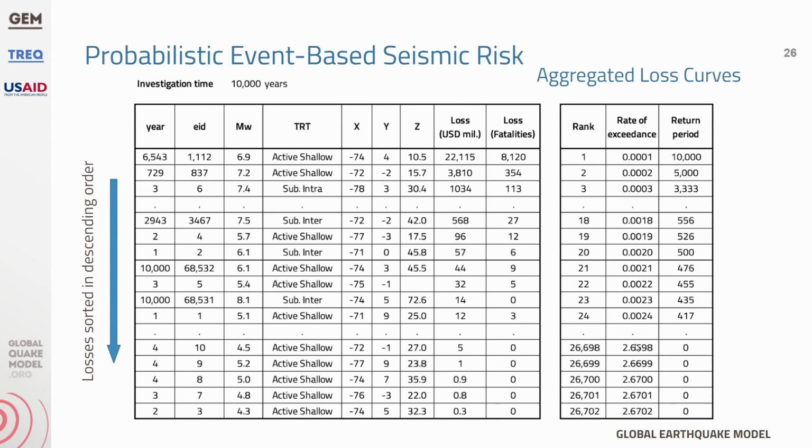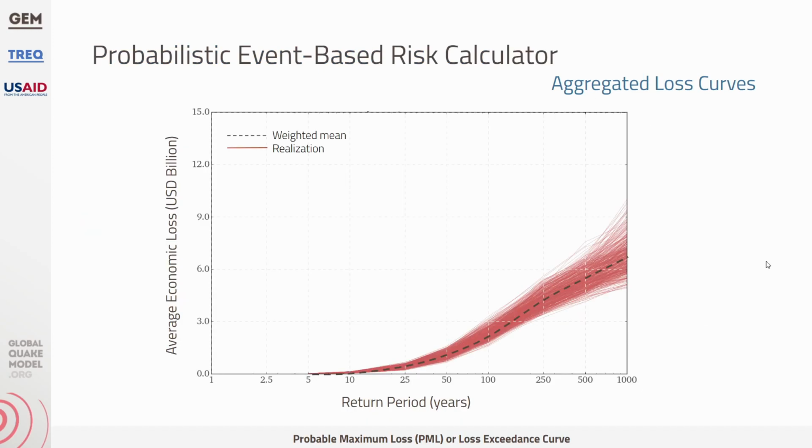So now we can plot those expected losses. Basically, I have my aggregated losses, my economic losses right here, and my human losses right here, and I can make a plot of my losses versus how frequent they are. So I can plot my losses versus their annual rate of exceedance, or I can plot my losses versus their return period. And this is how we obtain this graphic. This is what we call a loss exceedance curve, or an aggregate loss curve.